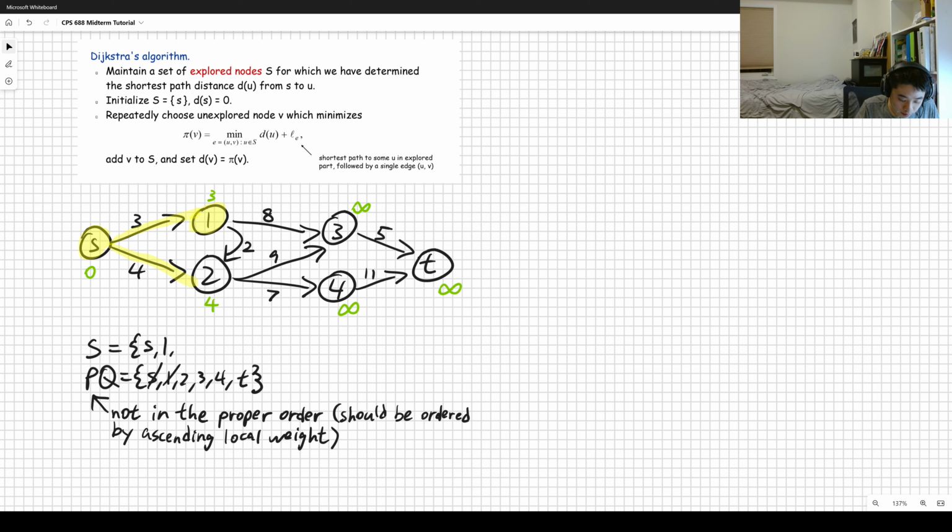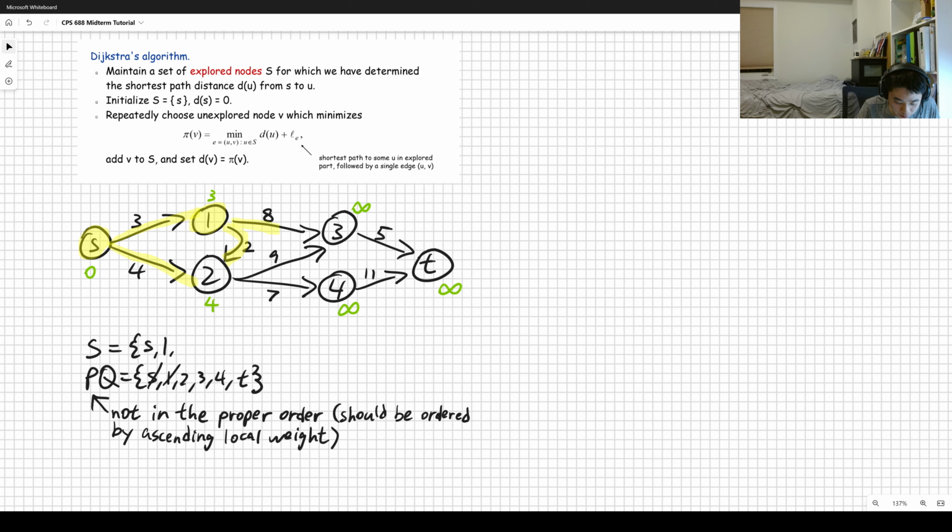So from 1 to 2 we need 2 more. So that means from number 1, which now has a local cost of 3, we're gonna compute the new total for 2. 3 plus 2 is 5, but that is bigger than 4. So what do we do? Absolutely nothing. This is already visited.